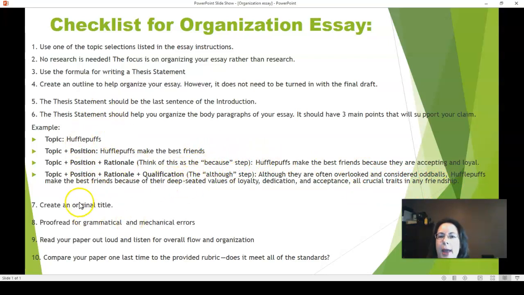All right. So back to your checklist, you're going to create an original title. This isn't called organization essay. Your title should have kind of a clue of what your topic is. Please make sure you proofread for grammatical and mechanical errors. A good idea, since this is a focus on organization, is to read it out loud or have someone read it to you. Then you can hear those sentences that don't quite fit or there's a word missing. Okay, and before you upload your paper, compare it one last time to the rubric, and that's where the instructions are. Does it meet all the standards? Because that's what I use to grade your essay. So you want to make sure that it's following all the rubric.